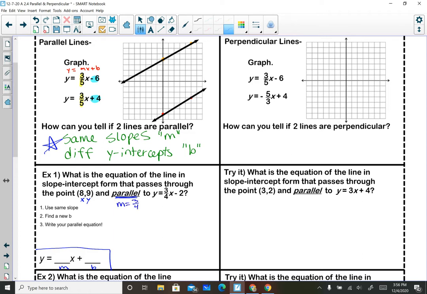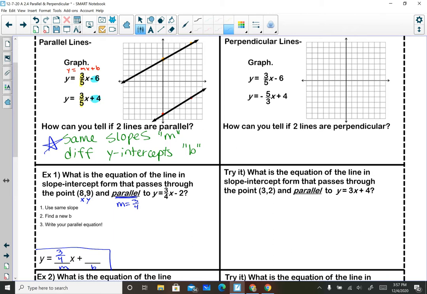Yep, it's 3/4. So that means I have to use the same exact slope in my new equation in order to find an equation that's parallel to this one. But now remember, I can't use the -2 for b, because if I use the -2 again, you'd have the same exact line. We don't want that. We want one that's parallel. So we have to find a new b. The only way we're going to find a new b is to plug the numbers into y equals mx plus b and find our b, just like we have been all along.